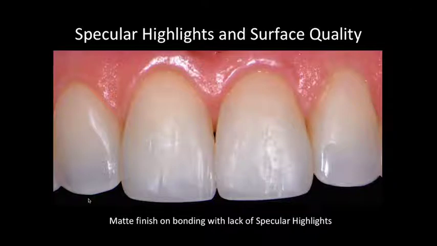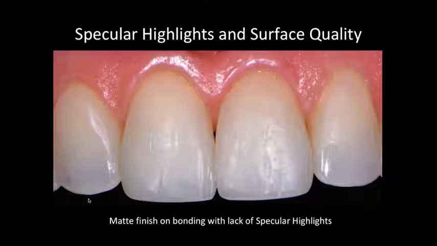So I know a lot of times in the past when I've talked to patients, I've told them the difference between porcelain restorations and direct composite restorations is that when the teeth dry out, the porcelain restorations will still be shiny, whereas the composite restorations will go matte. And to us, I think that intimated that it was a lesser quality restoration.